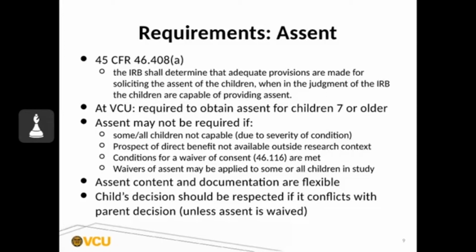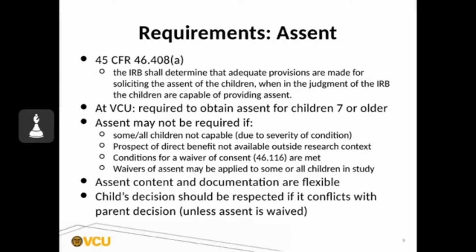Finally, assent can be waived in the same way that consent can be waived, by requesting such a waiver from the IRB and adequately justifying the waiver by satisfying the 5 waiver criteria. It is important to note that any waivers of assent may be applied to all children in the study or just some of the children, depending on the circumstances. It should be made clear in the IRB application when assent will be obtained and from which children in the study.